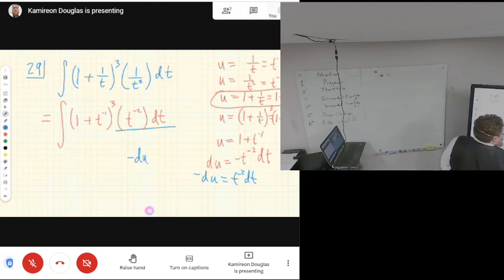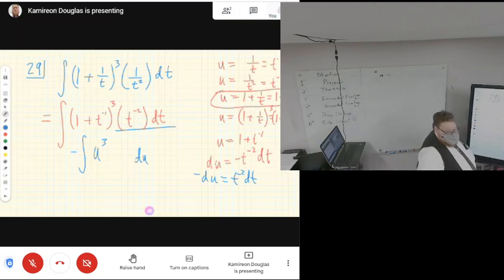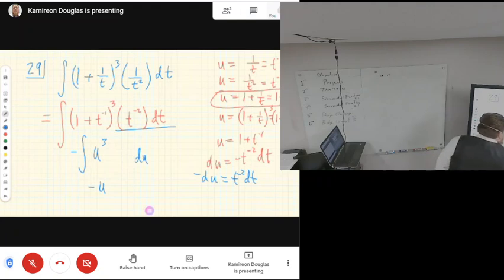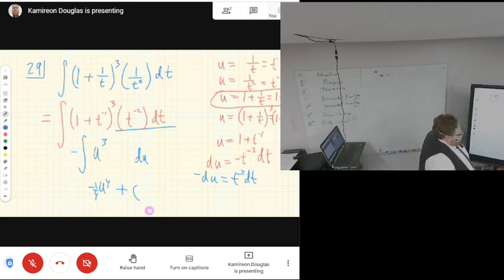I replace the 1 plus t to the negative first with u, cubed, and I integrate. Bring the negative out of the front, and now I have a simple integral to do. The integration rule says I add 1 to the power and then divide by the new power. So this becomes negative u to the fourth over 4, or, as my preferred way to write it, negative 1/4 u to the fourth plus c. Because this is indefinite, there are no bounds on it, we have to include our constant of integration c.